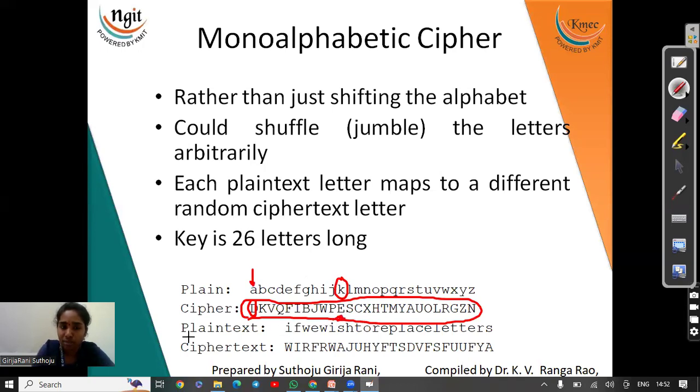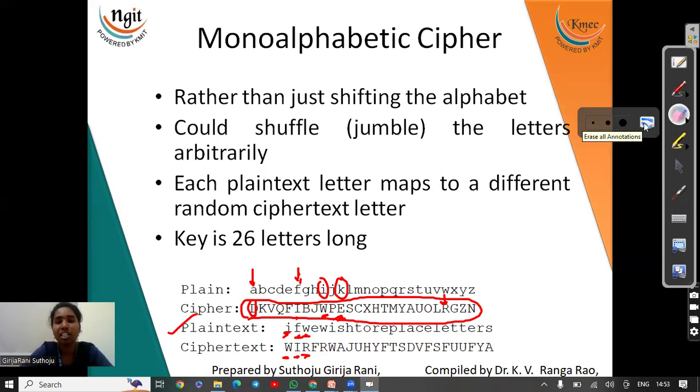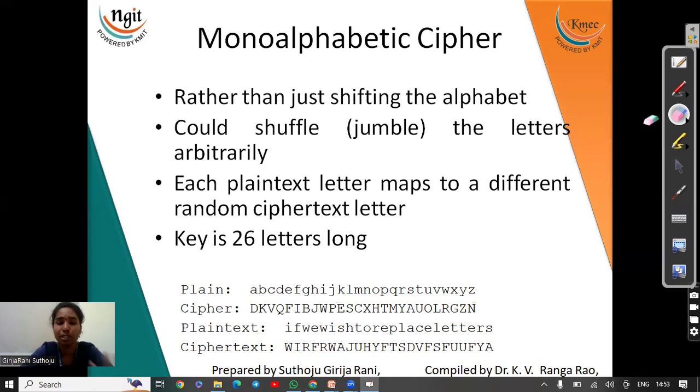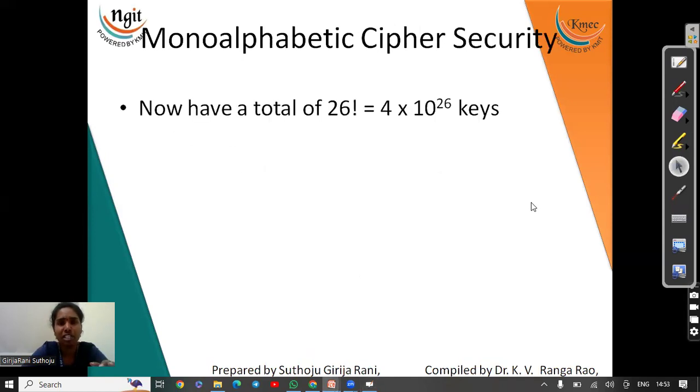Let me write my plain text: if we wish to replace letters. I is a plain text, so I's ciphertext value is D. W, so I am going to write W in the ciphertext. F: find what is the ciphertext value, so I am going to write I. W's ciphertext is R, so I am going to write R. Like this, each and every value of the plain text will have its unique other alphabet, but not in a sequential format. Got this? This is nothing but the monoalphabetic cipher. Every individual alphabet will have its own cipher value.